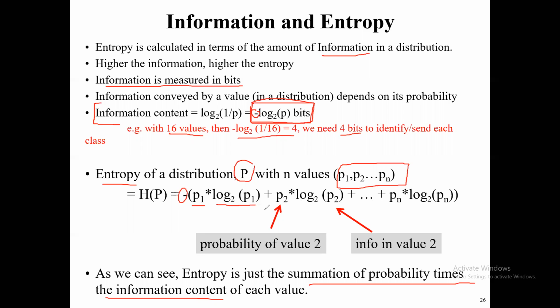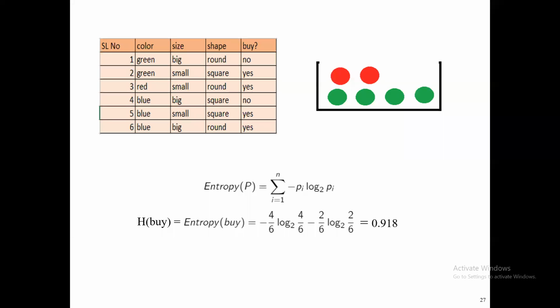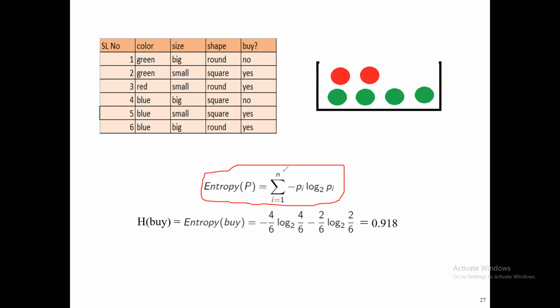Now let's see an example where we calculate the entropy of a distribution. So we can rewrite the entropy equation more concisely using the summation sign. It's the same thing as we saw in the previous slide. Now let's say we want to calculate the entropy of this by attribute or by distribution.